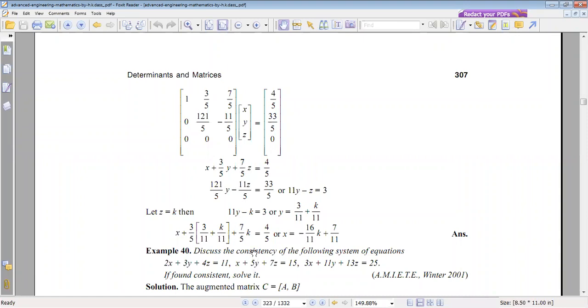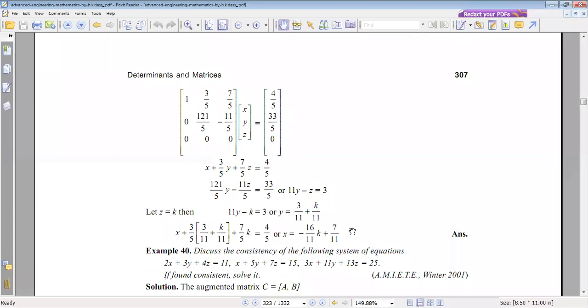What is z? Z is equal to k. As a whole, it is equal to 4 by 5. So after solving this one, we got x is equal to minus 16 by 11 k plus 7 by 11. Okay, so you got three solutions. Z is k, and y equal to 3 by 11 plus k by 11, and x is equal to minus 16 by 11 k plus 7 by 11.